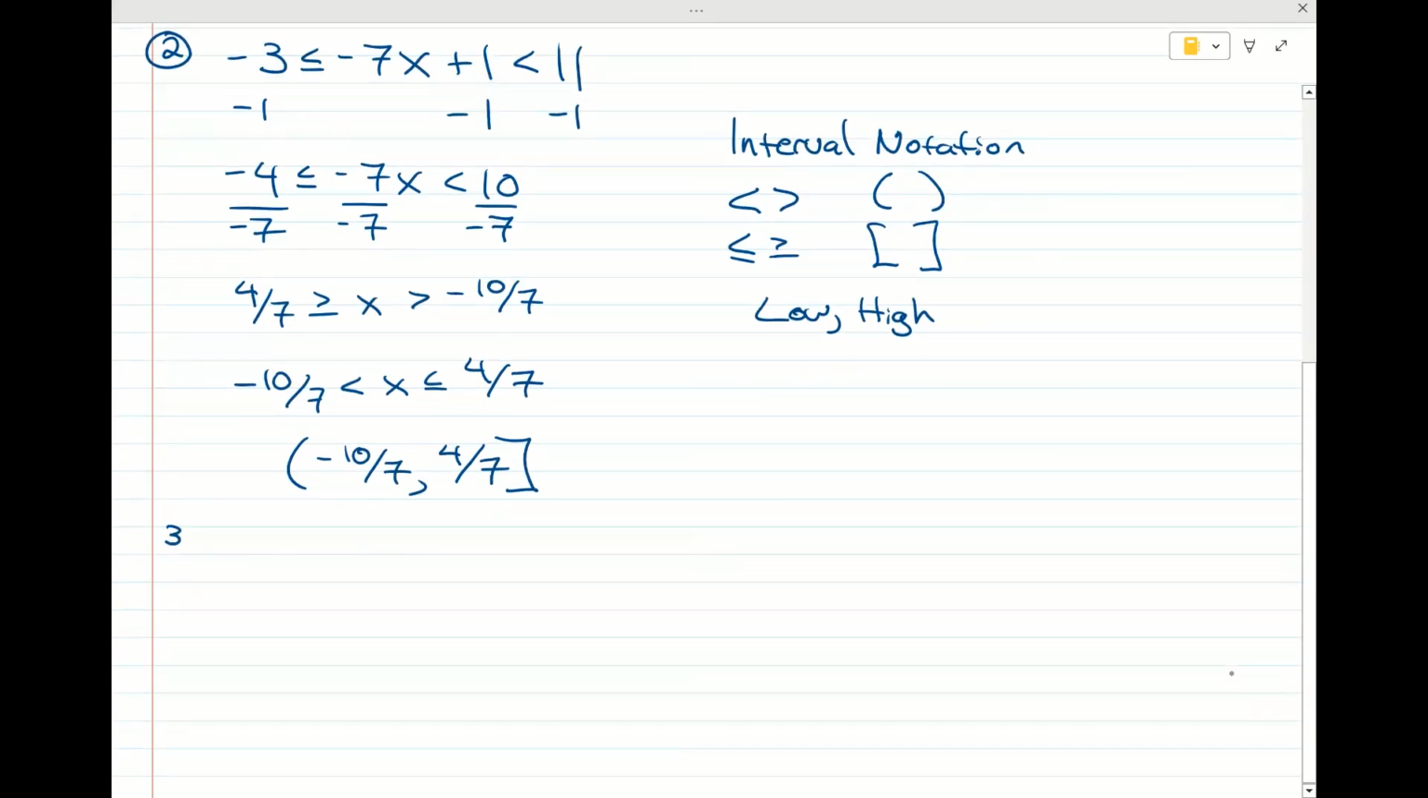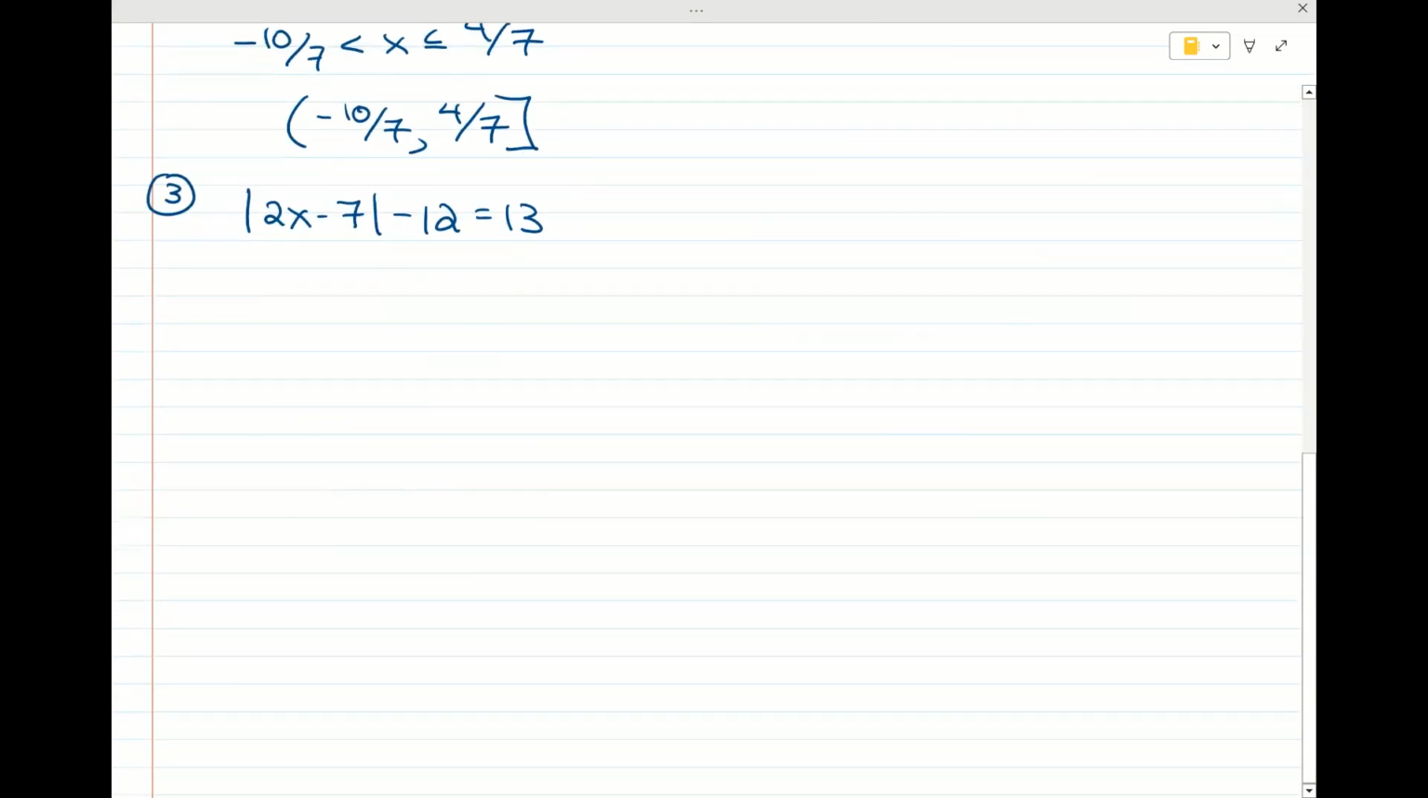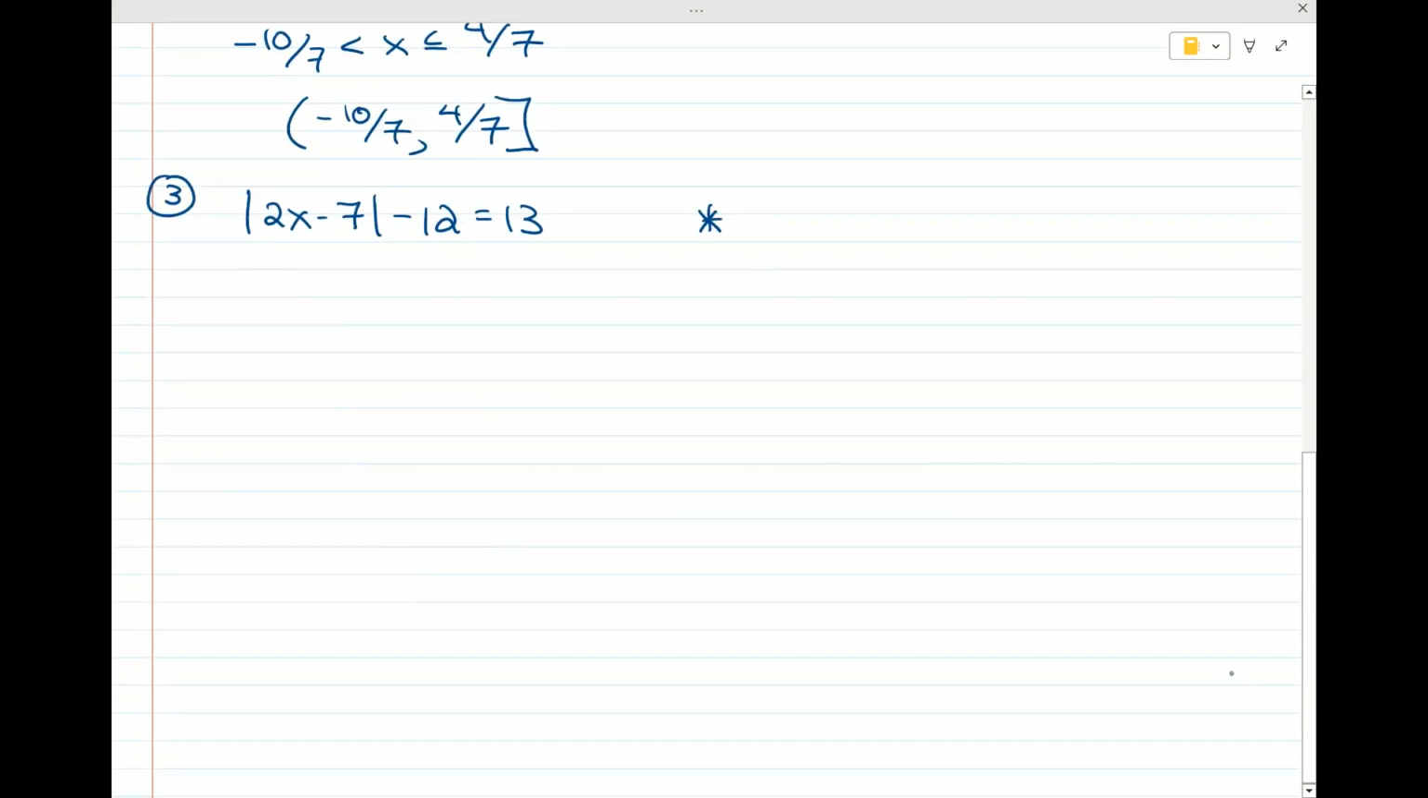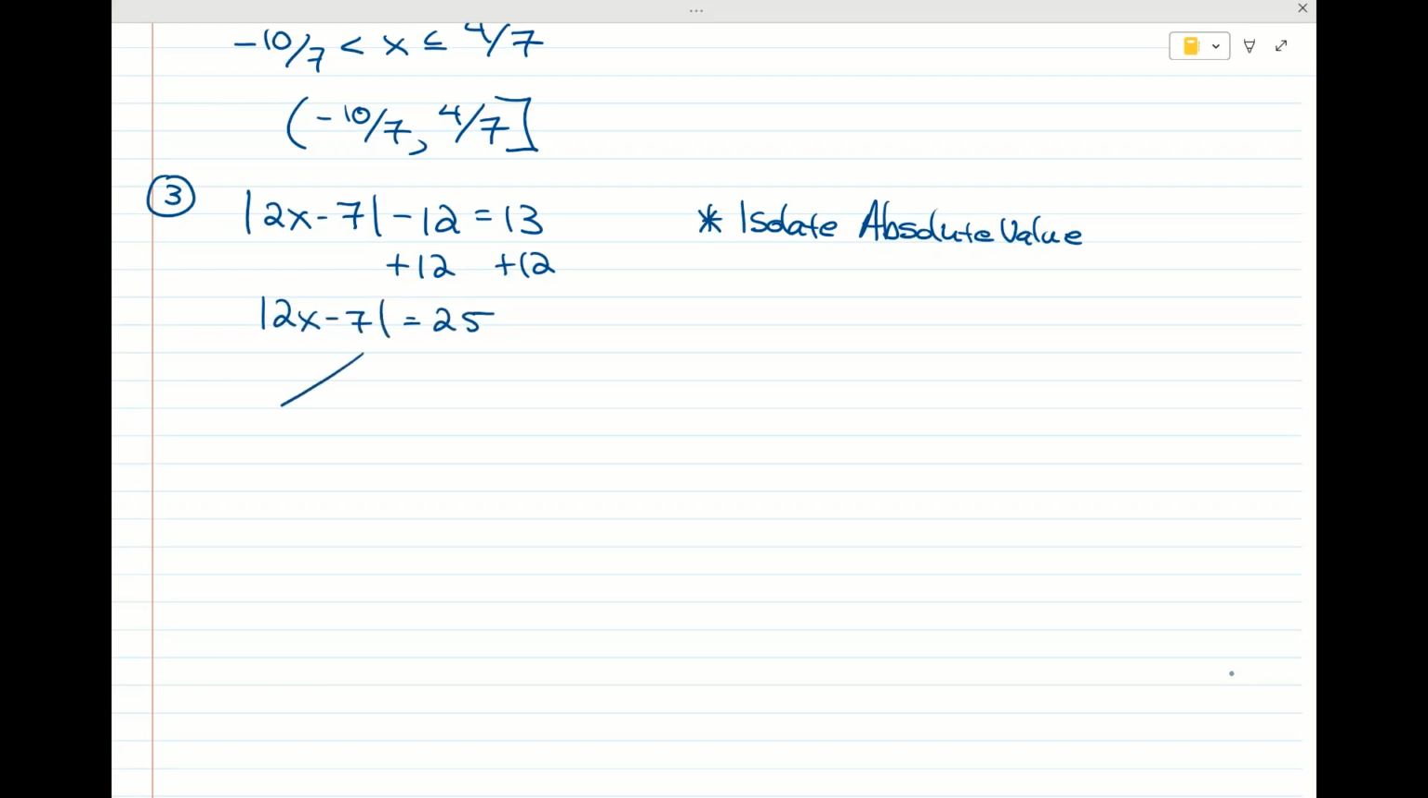The next problem we're solving, problem number 3, is the absolute value of 2x minus 7, minus 12, is equal to 13. And when we're solving absolute value equations, we want to make sure that we isolate the absolute value. So if we're going to do that, first step is we could add 12 on both sides. And then we break it up.